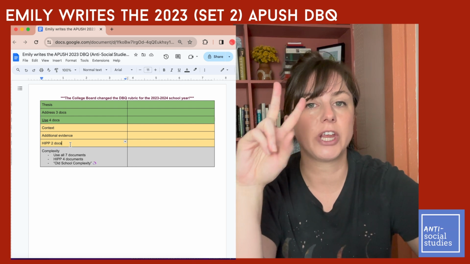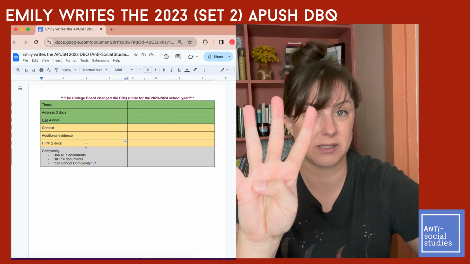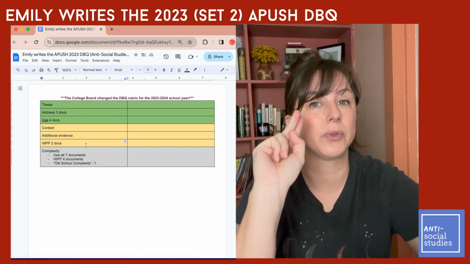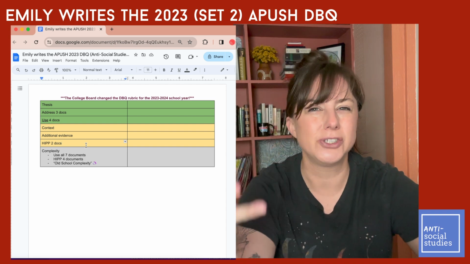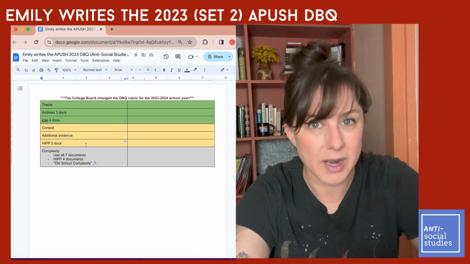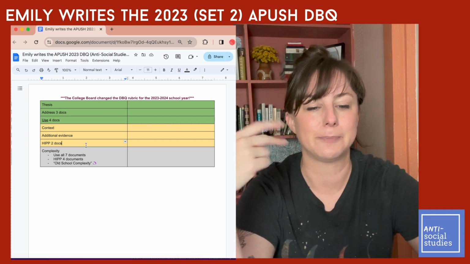Again, this is another big change. Used to, you had to evaluate or HIPP, I believe, 4 documents to get that 1 point. Now it's only 2. That's very kind, and I'm really glad they made that change, because we don't need you to evaluate the source of 4 documents to tell if you can do it, right? We need you to do it maybe twice to know it wasn't a fluke the first time.